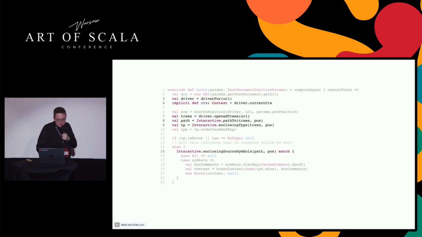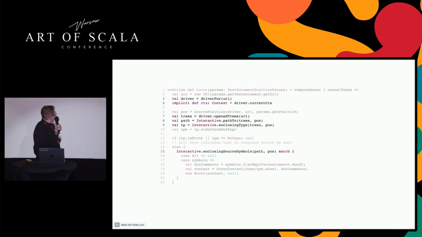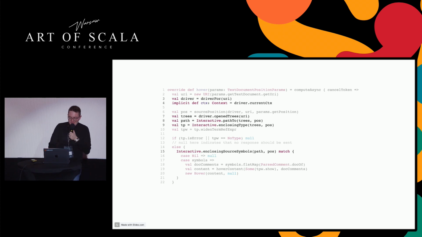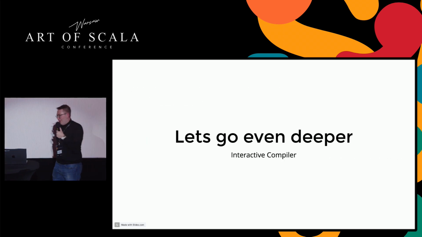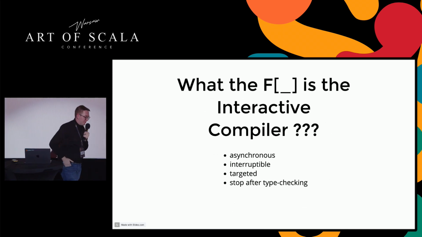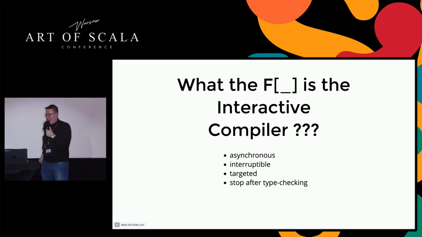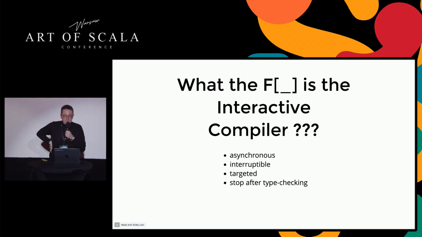I skimmed over those methods because, well, it is another compiler. So we have to delve even deeper. In order to know what is interactive, we have something called the interactive compiler. So what the heck is this interactive compiler? This is the actual compiler that runs your code for your IDE. And it has to be a very specific compiler. It has to be asynchronous, it has to be interruptible, it has to be targeted, and it has to be very, very fast.